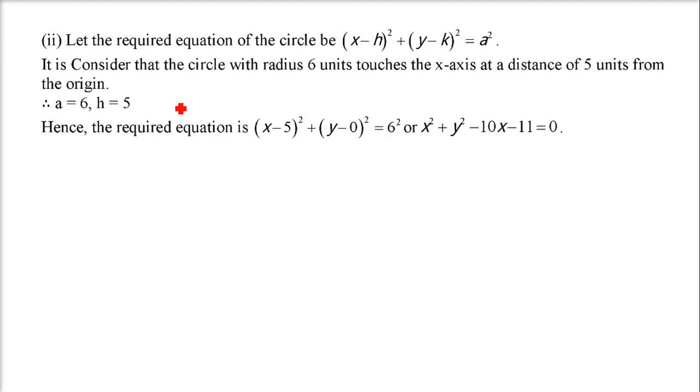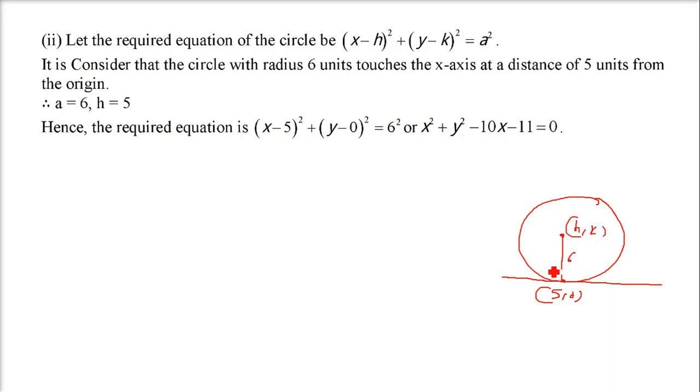The second one is saying, which touches the x-axis at a distance of 5 from the origin and radius is 6. It touches the x-axis at 5, so it will be 5, 0. The circle touches 5, 0. And the radius is given as 6. Now let us take the center as h, k.